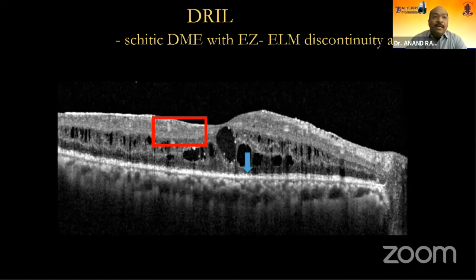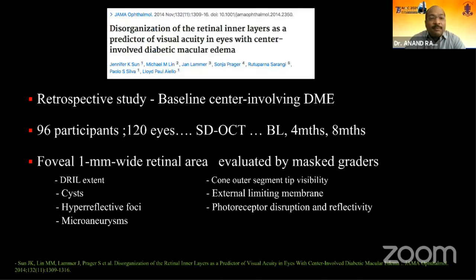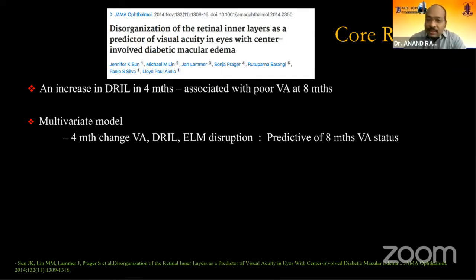and in such cases, it can be a surrogate marker for macular edema having been there. Now, Jennifer Sun's group with Lloyd Aiello from the Joslin Center were one of the first to look at this, and in a retrospective study, they looked at about 120 eyes with baseline center-involved DME with SD-OCT at baseline, 4 and 8 months. They looked at the foveal central 1 millimeter wide retinal area and looked at DRIL and a number of outer retinal segment biomarkers, including hyperreflective foci. They found an increase in DRIL at 4 months, which is associated with poor acuity at 8 months. But more interestingly, they found a multivariate model, which is a composite of 4-month change in acuity, DRIL, and ELM disruption, which was the most predictive of 8-month visual acuity status.